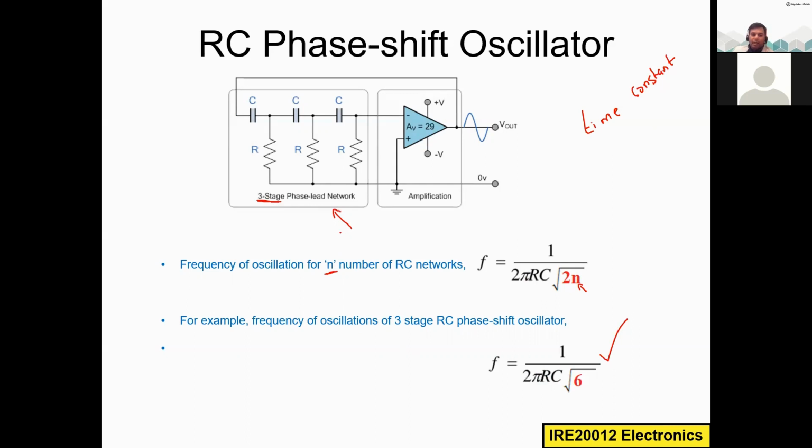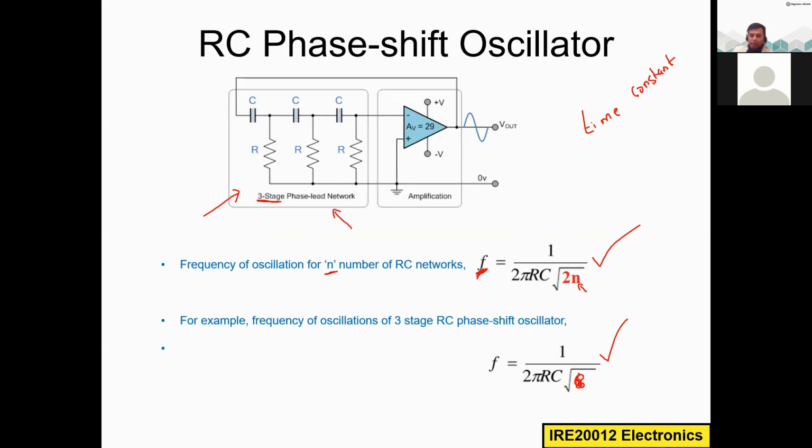Now let us say I am having a 4-stage network. What will be the formula? I have to replace the n with a 4. Then instead of 6, it will be square root of 8. But in order to get sustained oscillation, a 3-stage RC network is good enough. But in science, we always have the standard formula to use in any condition. In case you need to use 6 stages or 9 stages, it really depends upon the application. So you need to have the common formula to calculate the frequency of oscillation.